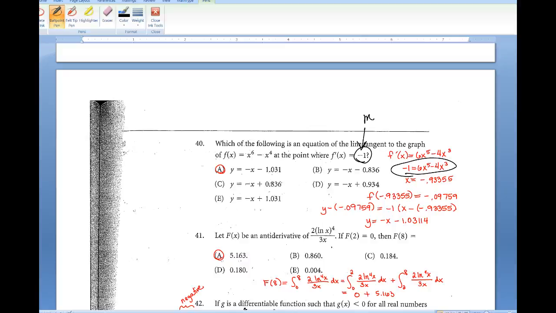Is there another way to do this? I'm trying to think. Probably not this one. Wait. What's that? No.